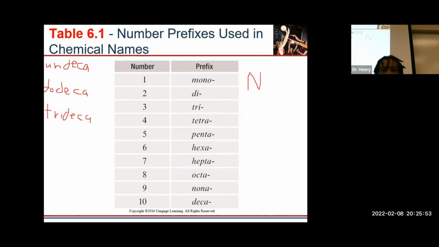So what would I name this guy? So it would be nitrogen trioxide. Yes, the number follows the element that it's representing. So there's three oxygens, right? Nitrogen trioxide.